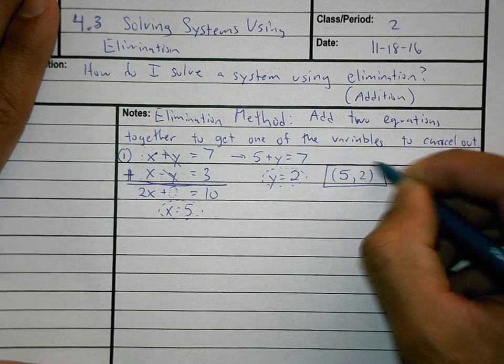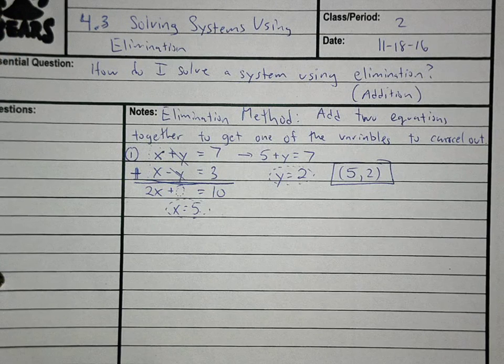It's a place we could graph. It's a place that has an x and a y. That's called the elimination method. That's the easiest type of problem you can get, when you add them up and they automatically cancel out like that. Okay?